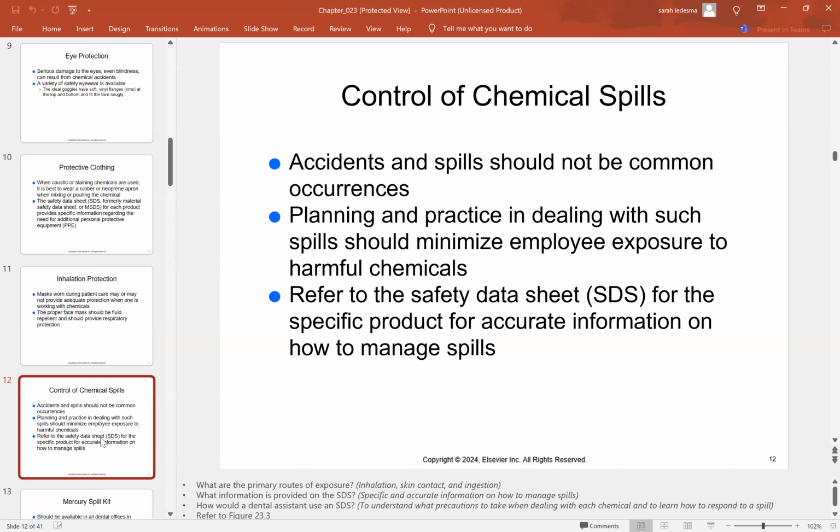Accidents and spills should not be common occurrences. Planning and practice in dealing with such spills should minimize employee exposure to harmful chemicals. Refer to the SDS for the specific product for accurate information on how to manage spills.